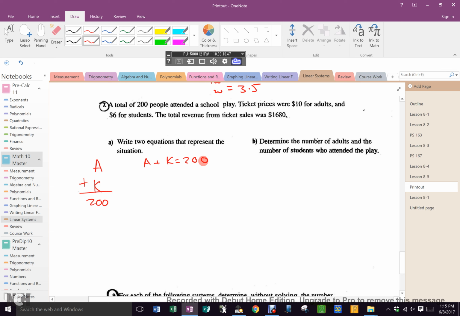How much money did each adult pay? 10. 10A plus how much did each kid pay? 6K equaled how much money? 1680. And then you solve. I'm too lazy to solve it. Somebody has an answer. What is it? For number 7, how many adults came to the play and how many kids?